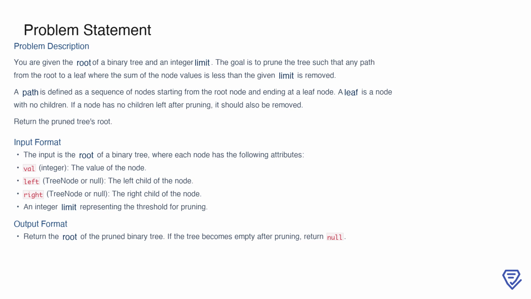If pruning a path leads to a node having no children left, that node should also be removed. The final output of the problem is the root of the pruned tree. If pruning results in an empty tree, we return null. The input format includes the binary tree's root, where each node has a value and pointers to its left and right children, and the integer limit. The output is the root of the updated tree after pruning.